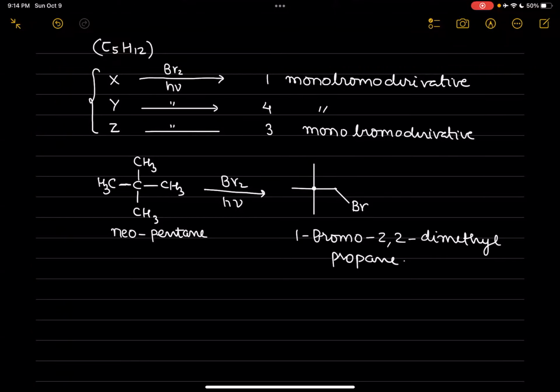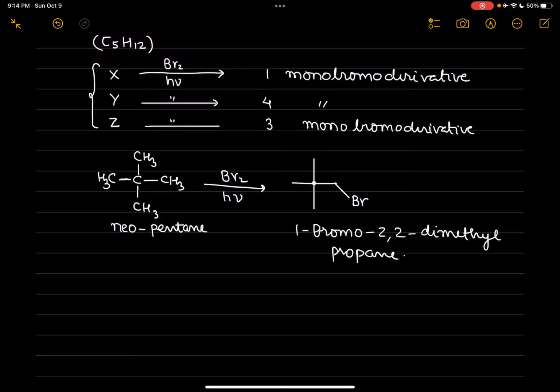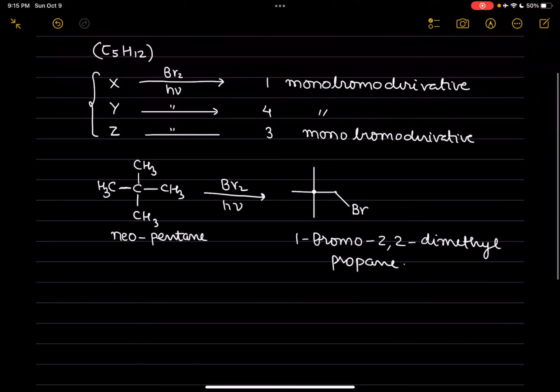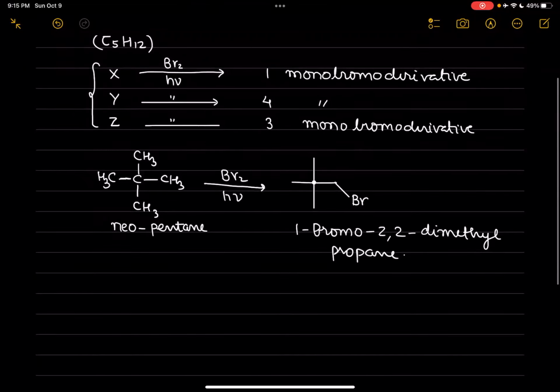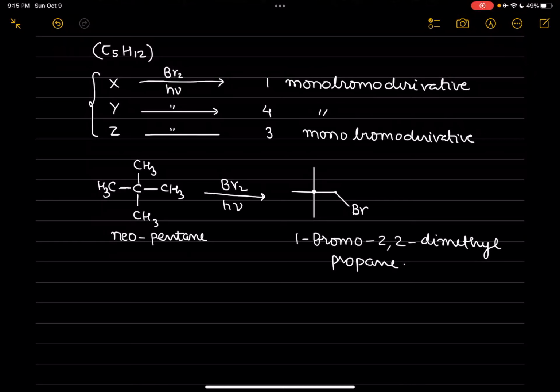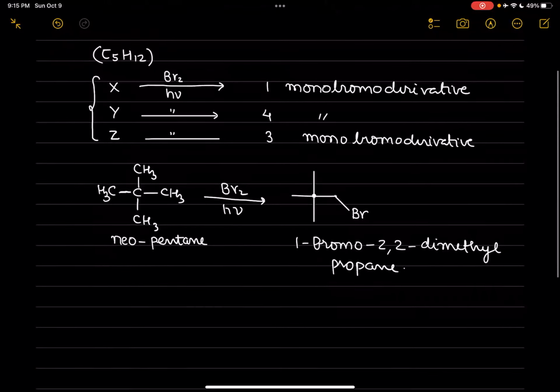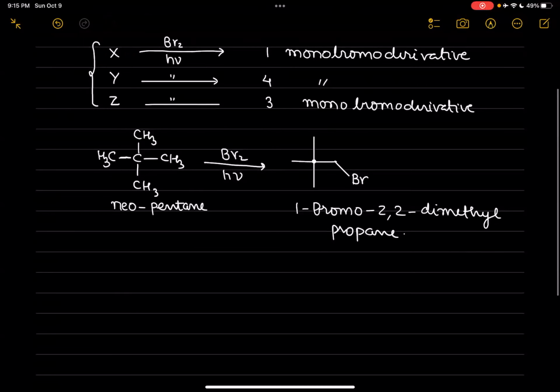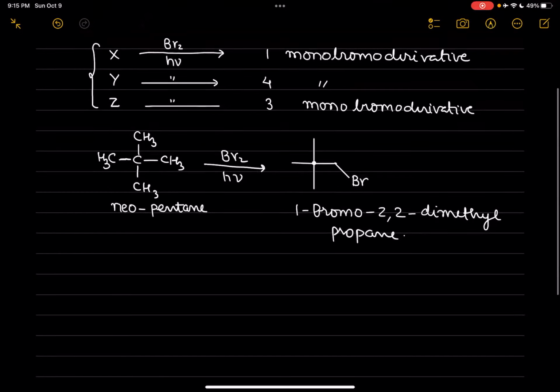So this is X. So what should be Y and Z? Y might be dimethyl. Actually, this Y question came in JEE Advanced one time and later it was asked in JEE Mains two times. This is a very important question, and there are other questions which arise from this.